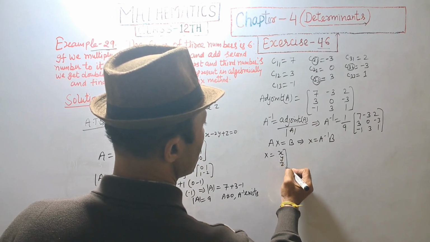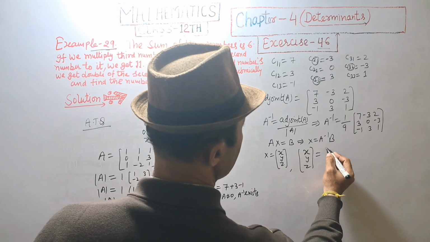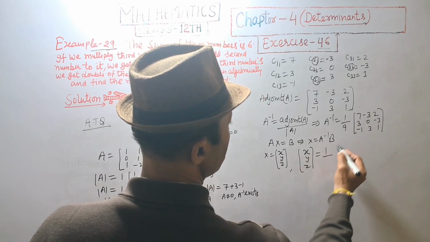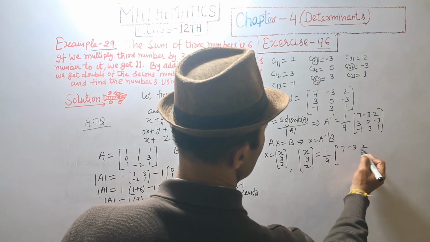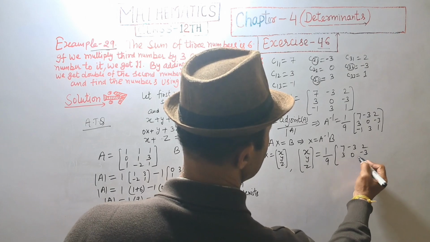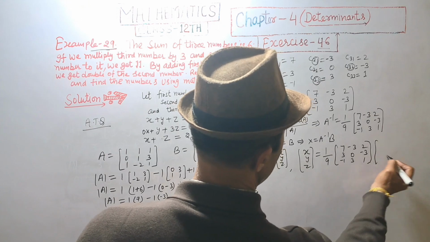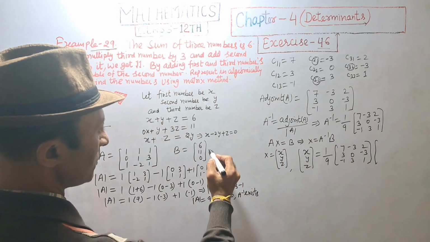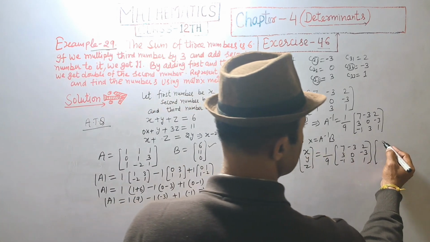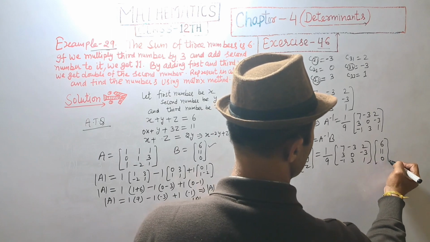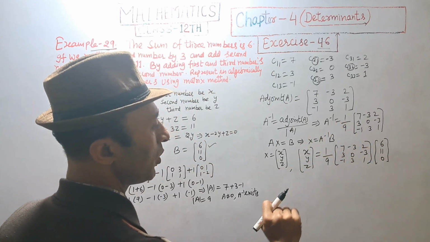And X is x, y, z. So we get the value of x, y, z equal to 1 upon 9 times the adjoint of A, which is 7, minus 3, 2; 3, 0, minus 3; minus 1, 3, 1. And the value of B we have is 6, 11 and 0. We multiply each row by this column and we get the value of x.